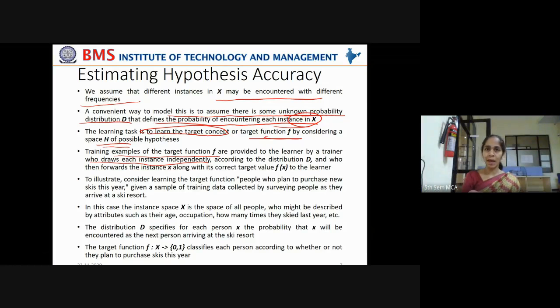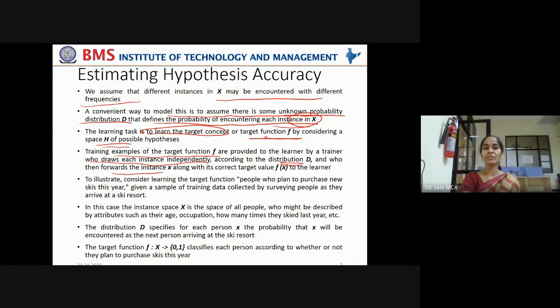Now, pick from a bag of balls having green color balls and red color balls, the draw I make getting a green color ball doesn't affect my second draw I make to get a red color ball or green ball. In that case, we say both of those draws are independent draws. In that way, training examples of the target function f are provided to the learner by a trainer who draws each instance independently according to the distribution D, the underlying distribution D. We do not know what the distribution is, but we are assuming that to be D.